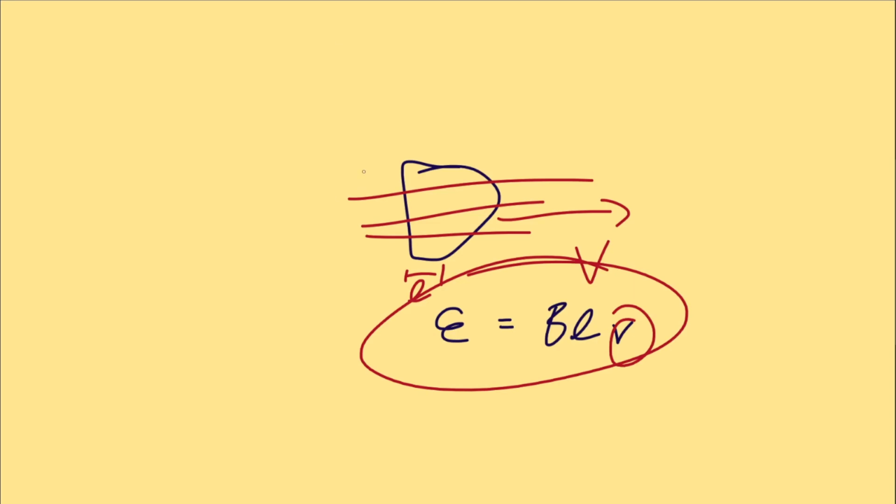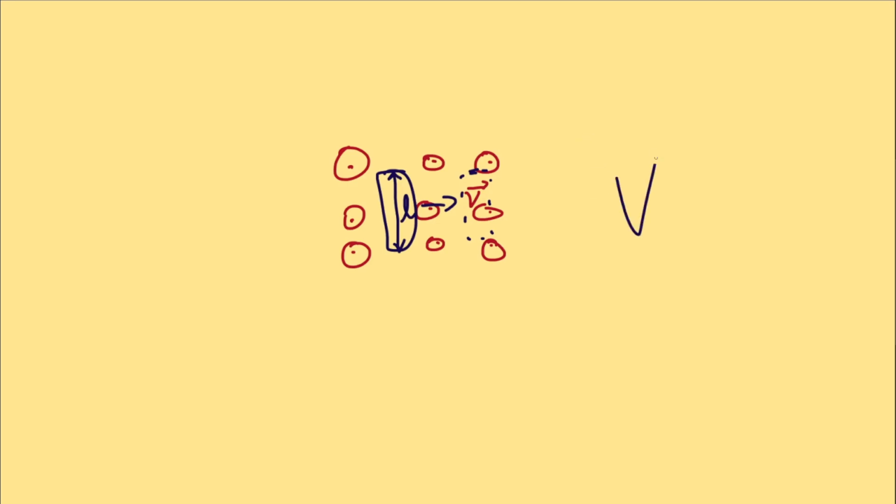What this means is, imagine we have some field, and our field's coming out of the page. And our moving conductor is this, and the length is this, and the velocity is this. What it does is it cuts through these field lines, and the charges get separated. And when the charges are separated, voltage appears.